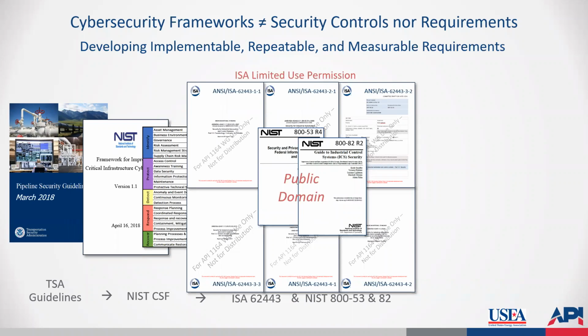NIST 882 is the control system cybersecurity guidelines or cybersecurity standard. But what it does is that it points you back to 853. So it actually says for this particular, we'll just use the terminology of the NIST cybersecurity framework.